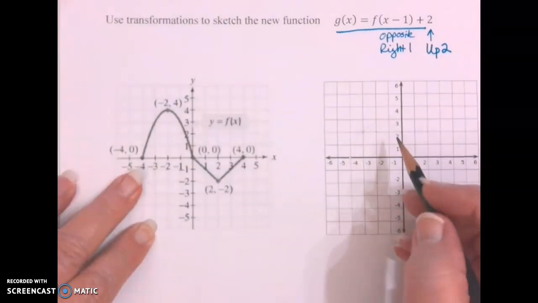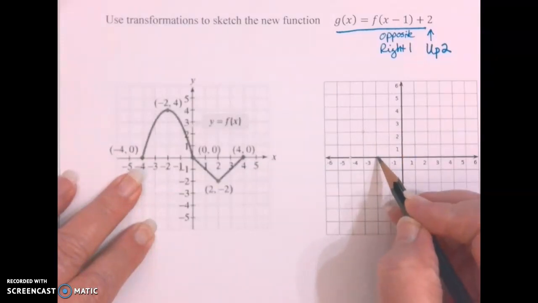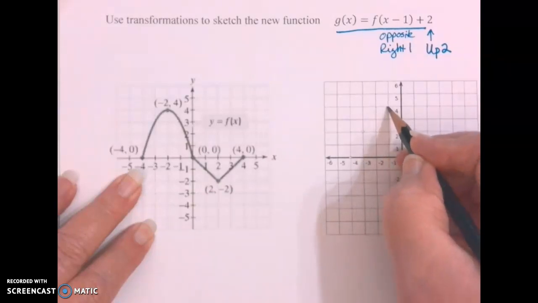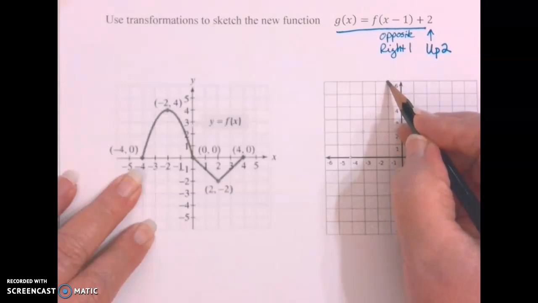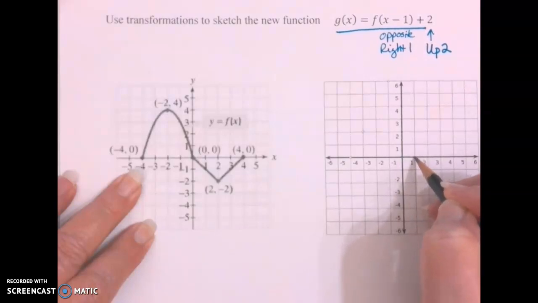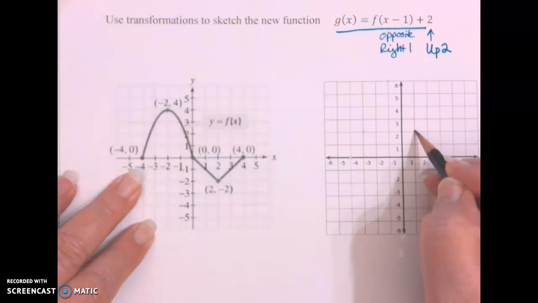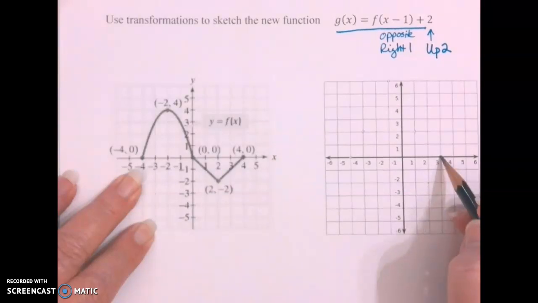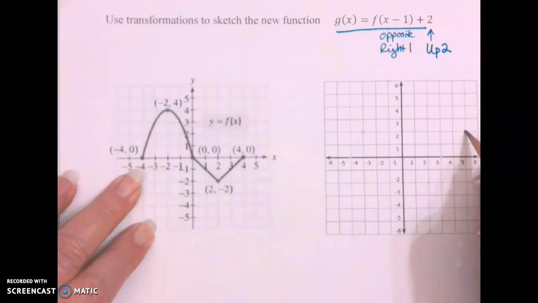And then I have the point -2, 4. I want to go right 1 and up 2. I have the point 0, 0, right 1, up 2. I have the point 2, -2, right 1, up 2. And finally, I have the point 4, 0, and I'm going to go right 1, up 2.